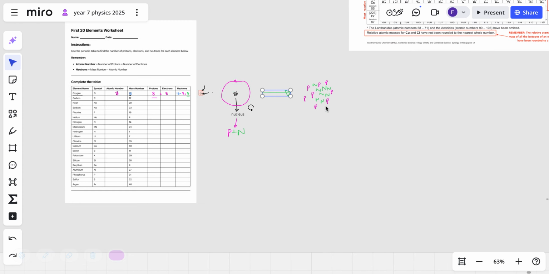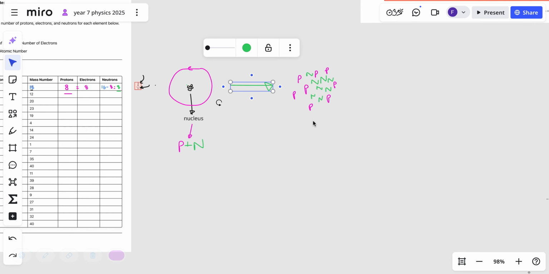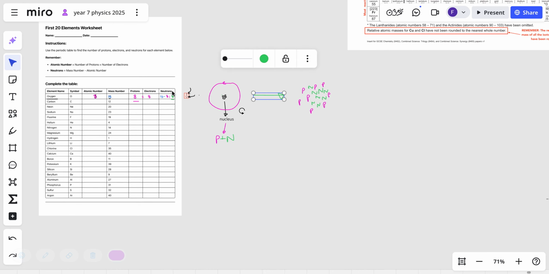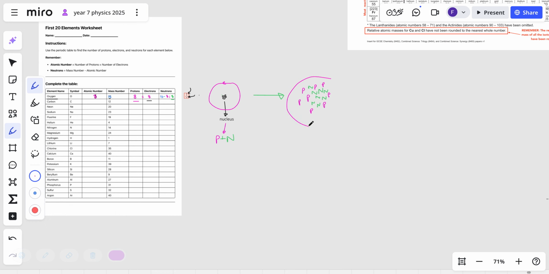So, 1, 2, 3, 4, 5, 6, 7, 8. Right, good. The electrons are around the outside. Now you have got 8 electrons. So let's do them in pink. In the first orbit, what I'm going to do is my electrons are going to whiz around the outside. So I'm putting 1, 2, 3, 4, 5, 6, 7, 8.